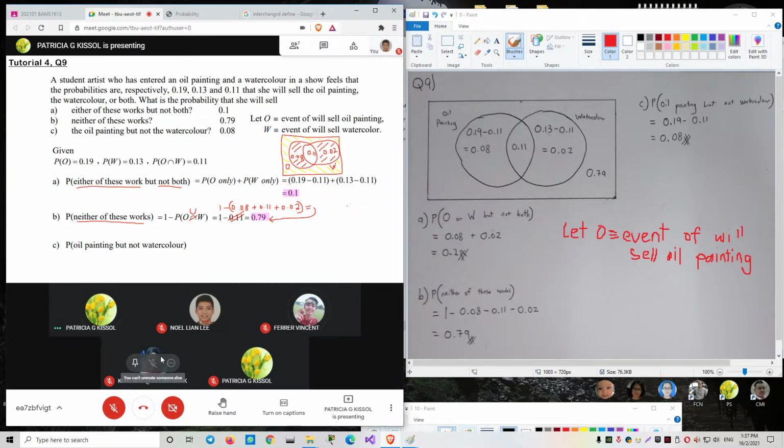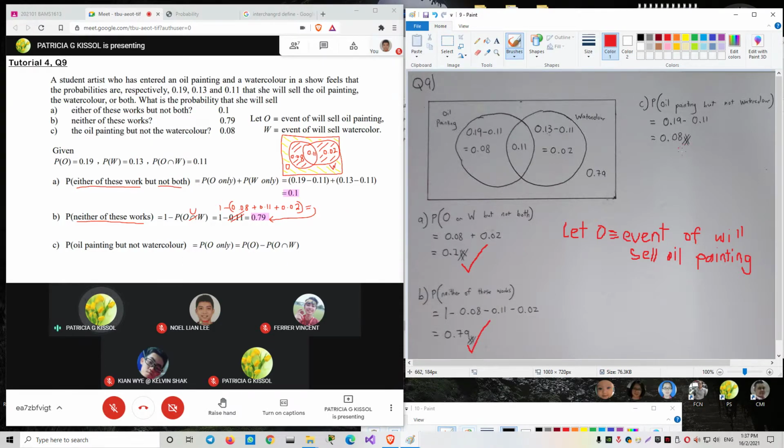Clear? Okay. Then the probability of oil painting but not watercolor. So we want to find the probability that she will sell the oil painting but not the watercolor one. If we look at the Venn diagram, it would be only 0.08. From the Venn diagram straight away, you can get the answer, right?